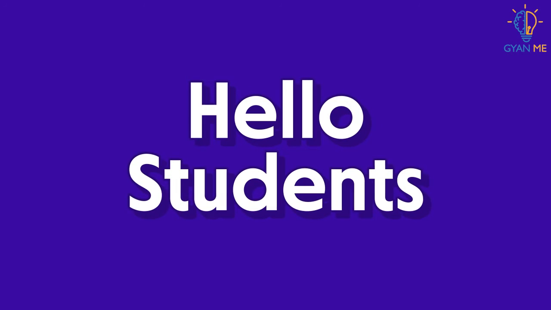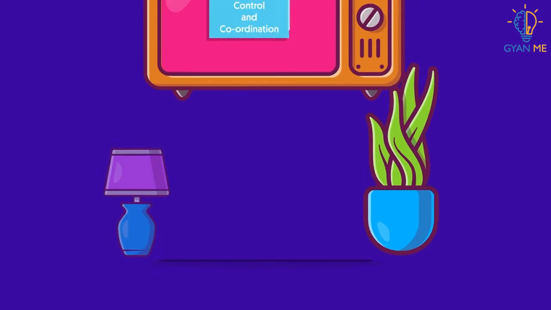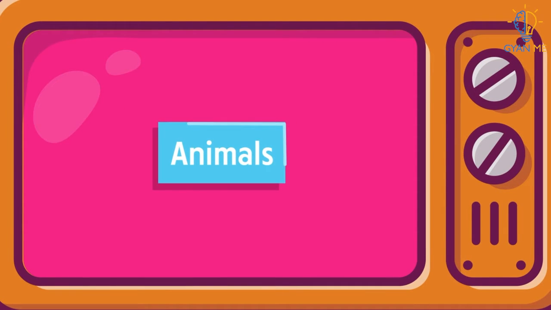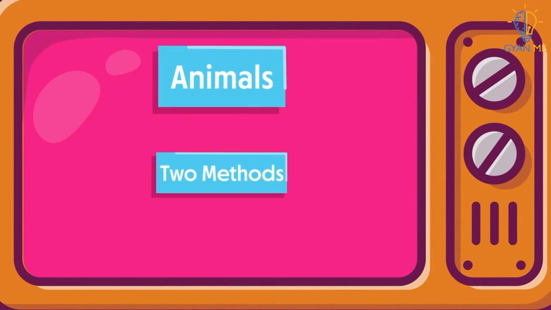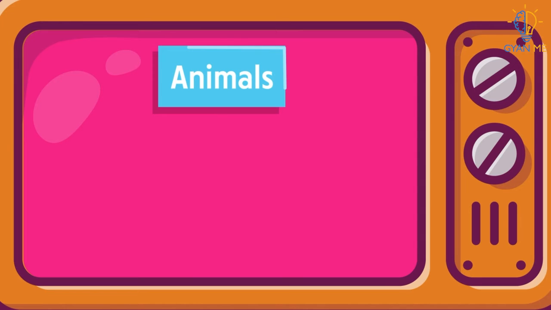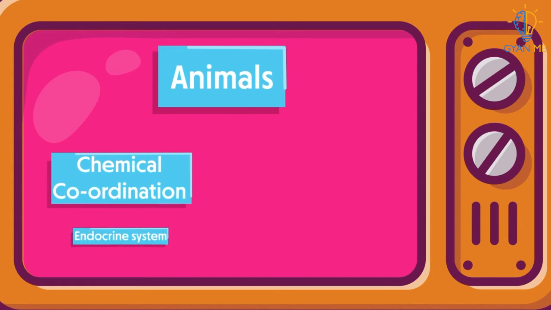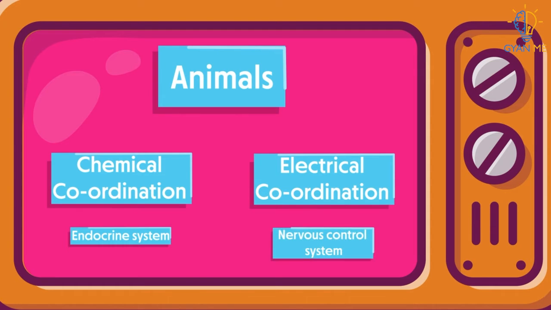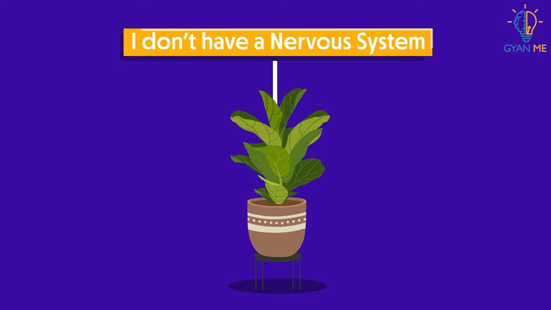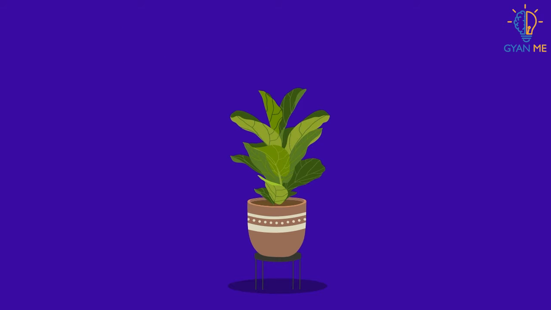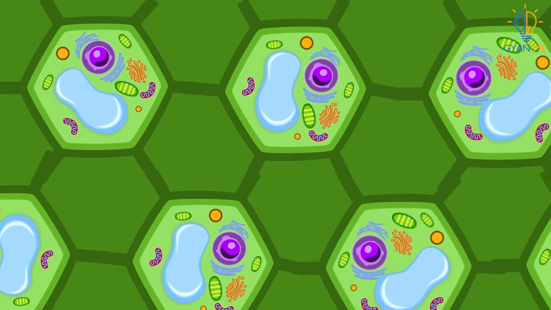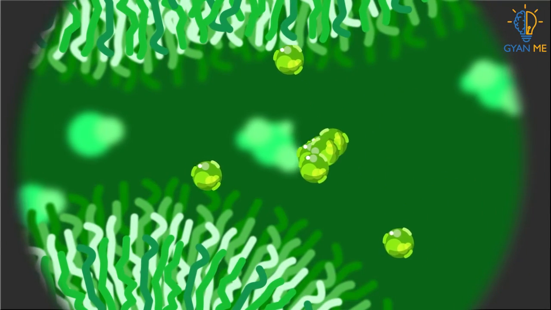Hello students. In our previous video, we learnt about control and coordination in animals. In animals, coordination is achieved by two methods. First, chemical coordination through hormones of endocrine system. And second, electrical coordination through nervous system. As you know, plants lack nervous system. So, coordination in plants happens only through chemical coordination, that is through hormones.